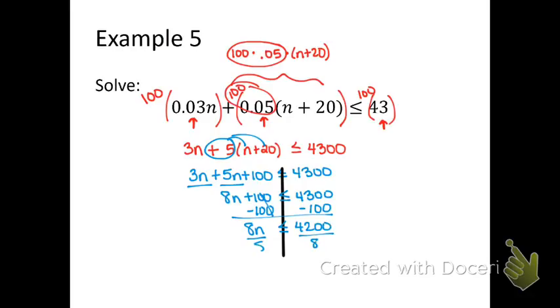Divide by the 8. N, my inequality does not switch because I did not divide by negative. And 4,200 over 8 is 525. So I could use this as my solution, or if it said interval notation, because it's got a less than symbol, it's going to start at negative infinity, which always gets a parenthesis, ends at my number, and my inequality has an equal to part, so I'm going to put a bracket there.